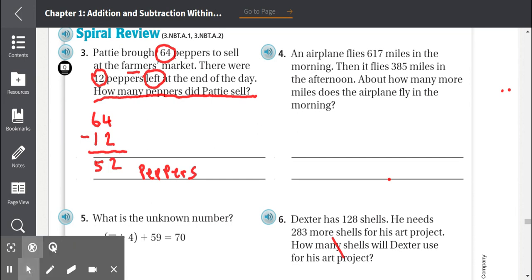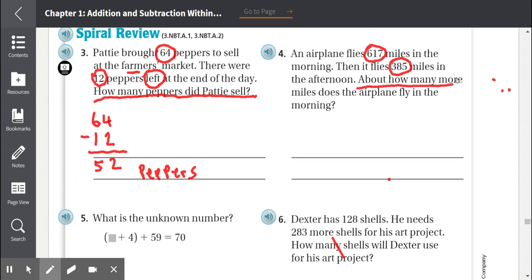Number 4. An airplane flies 617 miles in the morning. Then it flies 385 miles in the afternoon. About how many more miles does the airplane fly in the morning? So let's circle our important numbers. 617, 385. About how many more? So we're going to underline the question because it tells us what we need to find.